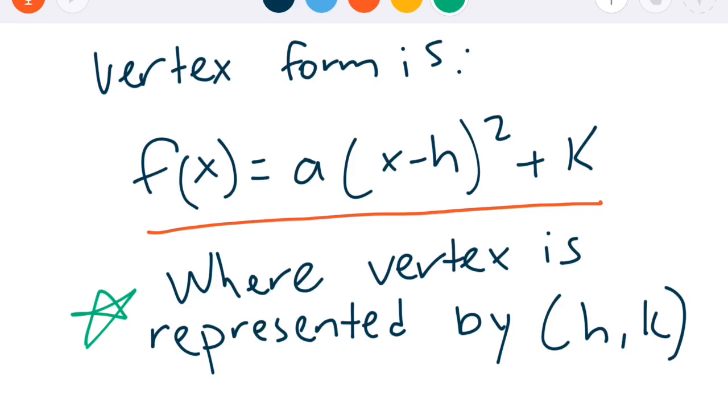So the vertex is represented by (h, k). As you can see in this equation, we have an h and we have a k, so those points are actually going to tell us what the vertex is. Notice how this is a subtraction sign right here. That's going to be important to notice in a second. So this is going to be a quick video.